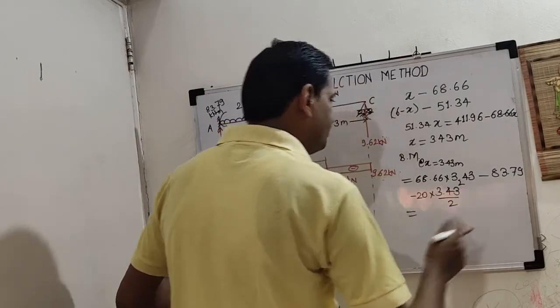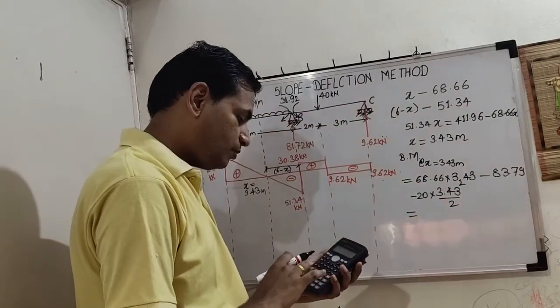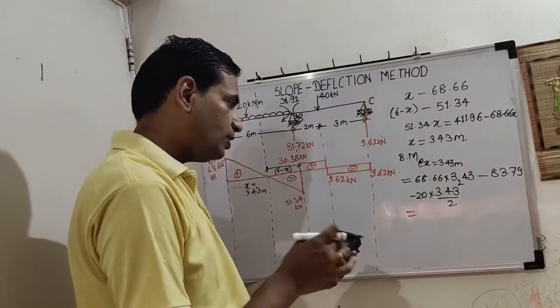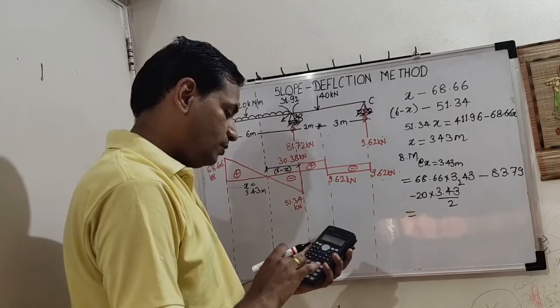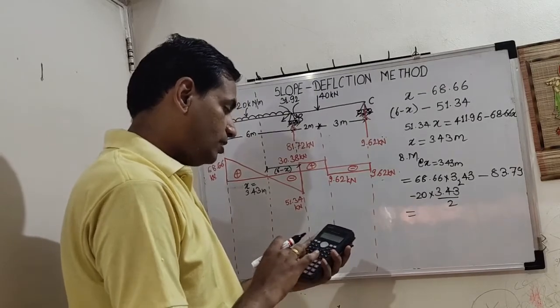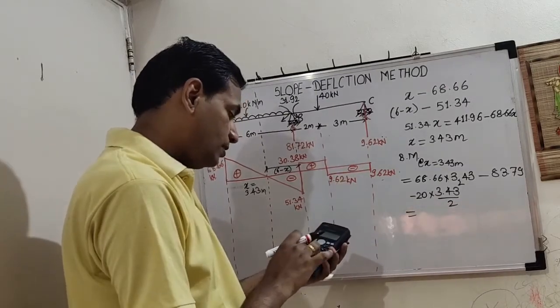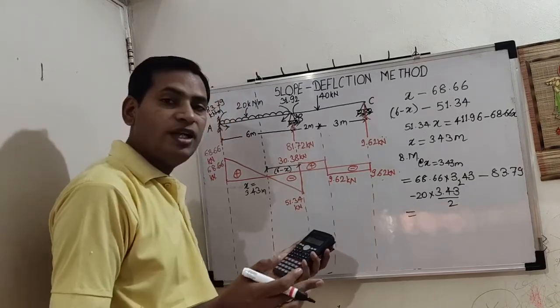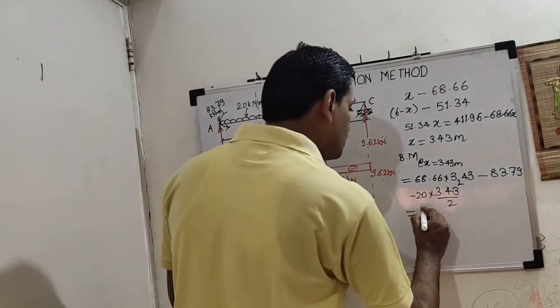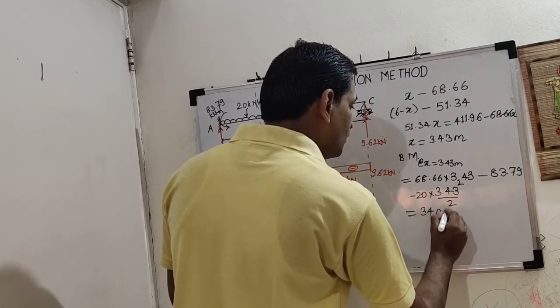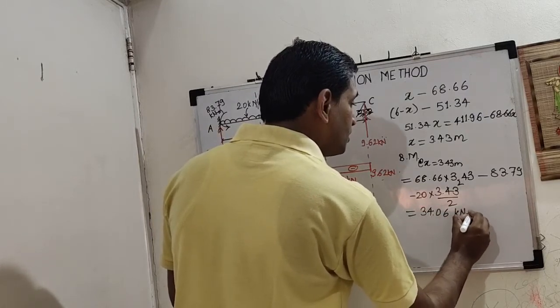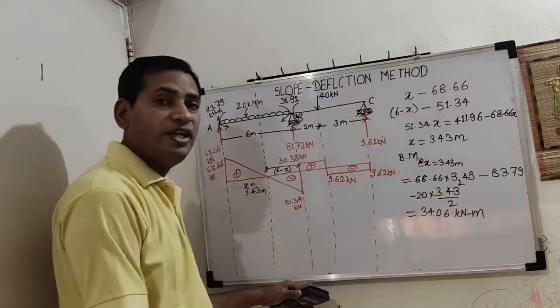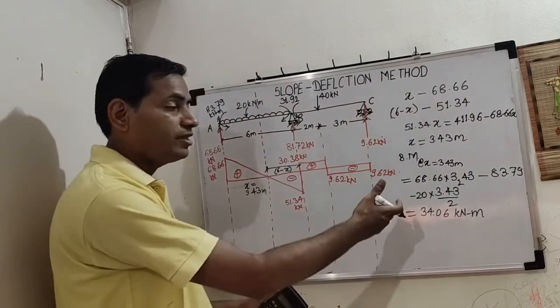Let us calculate. 68.66 into 3.43 minus 83.79 minus 20 by 2 is 10 into 3.43 square. So it is 34.06. So this answer is minus, plus, calculated answer is plus. It has to be plus because it is maximum.